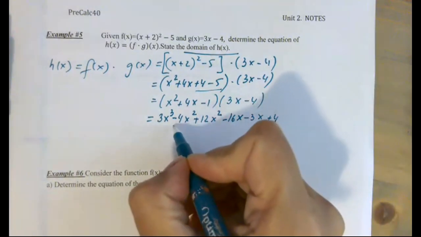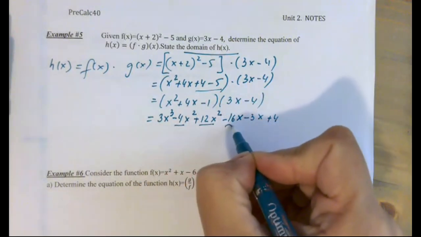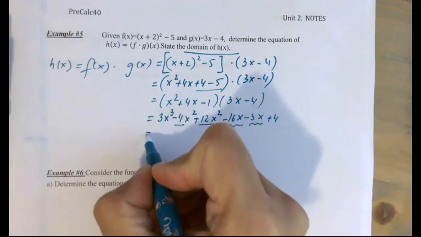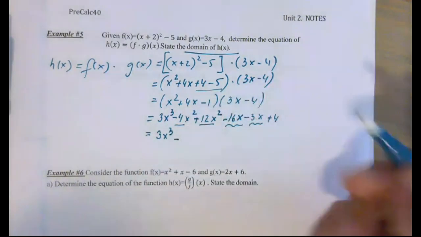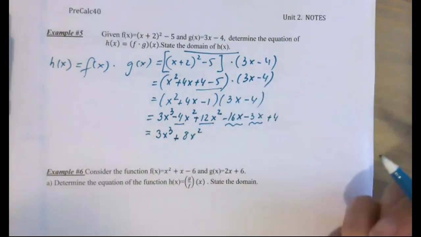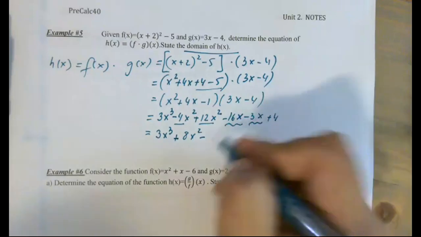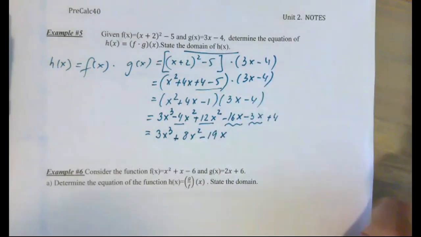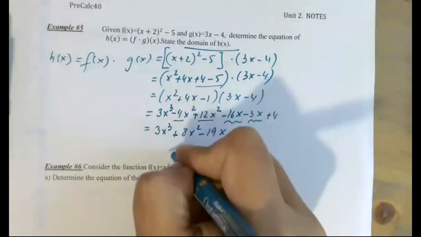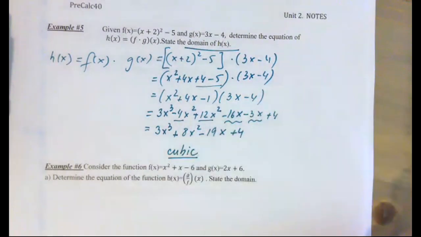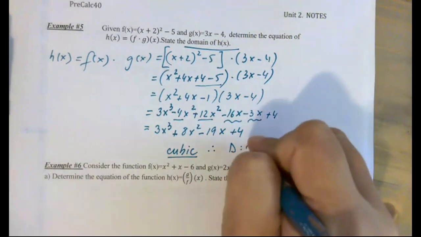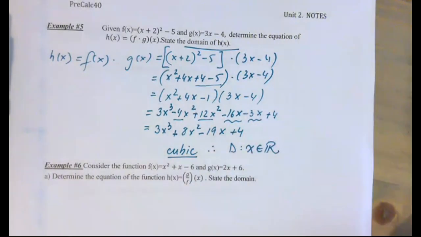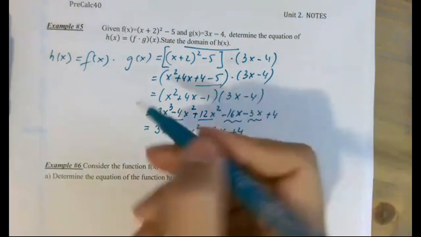We're going to put the like terms together. Three x cubed, positive 8x squared, negative 19x, plus 4. It's a cubic function, therefore the domain is all of the real numbers.